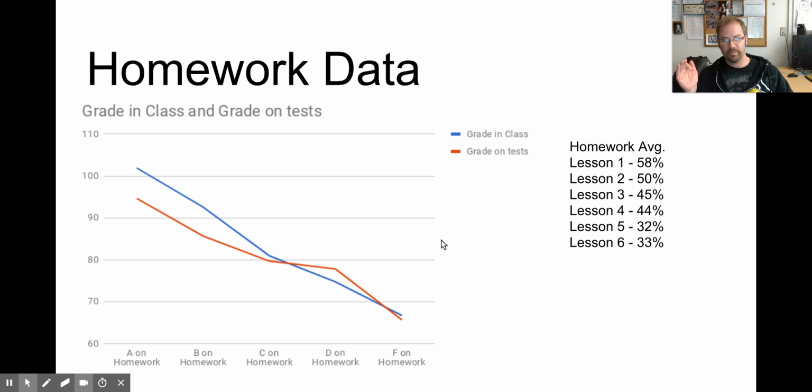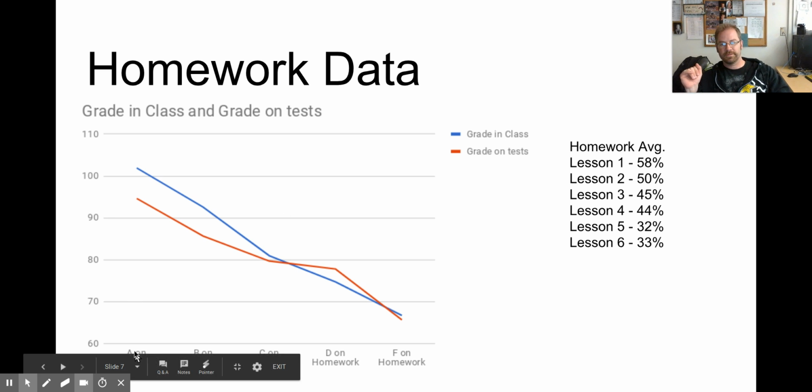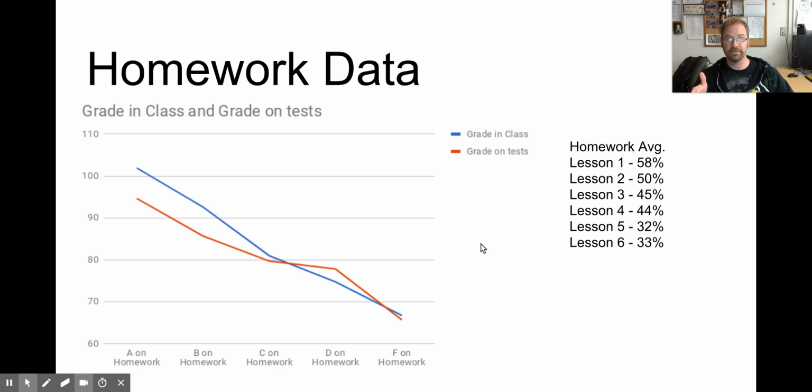This is for both of my Spanish 2 classes combined. The blue line on the chart is the grade in the class, and the red line is the grade on the tests. And at the bottom, it says A, B, C, D, or F on homework. So the kids that have an A average throughout the entire semester on homework have an average grade in the class of over 100%, because I offer extra credit sometimes. And then they have an average grade on the tests of about 95%.